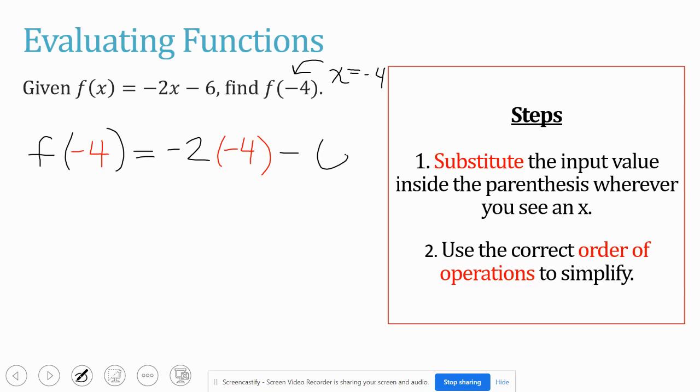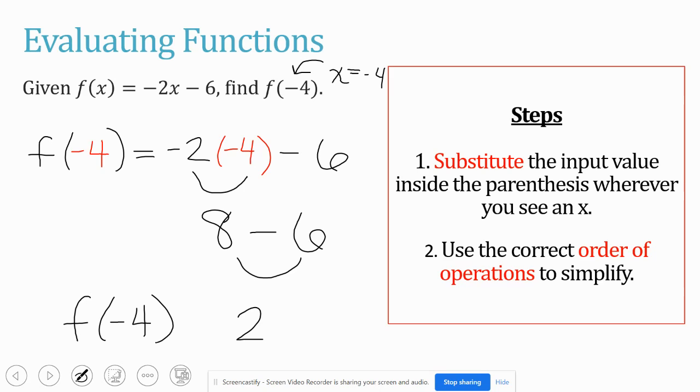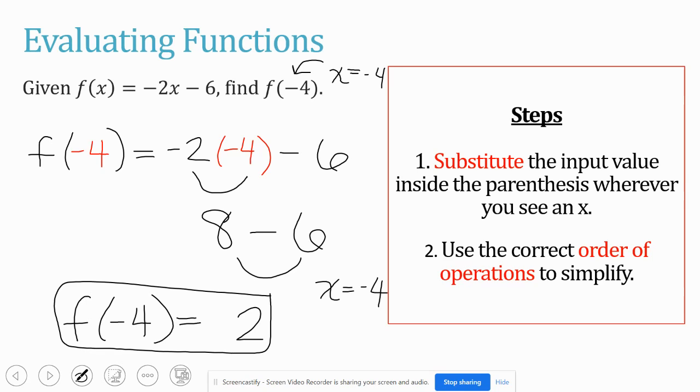minus 6. Now we're going to simplify using order of operations. We're going to multiply first. Negative 2 times negative 4 gives us a positive 8. Bring down your minus 6. 8 minus 6 is 2. So that means f of negative 4 is equal to 2. So if our input is negative 4, that means our output is 2.